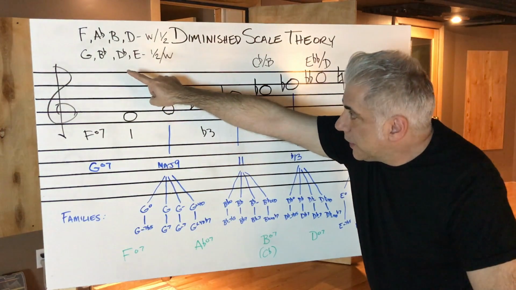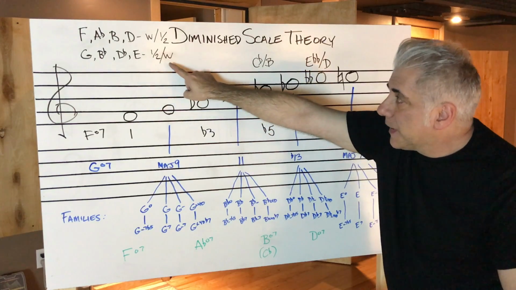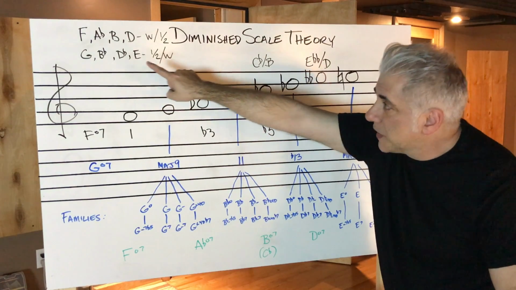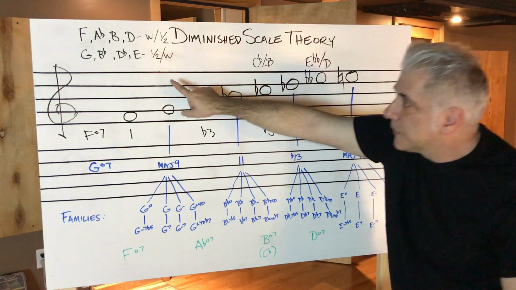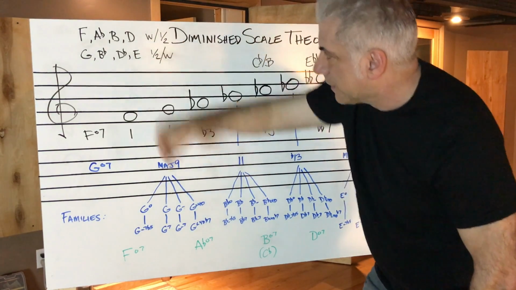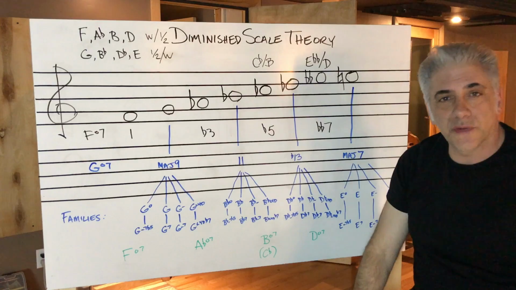Now, right here, built off G, B flat, D flat, E flat is the half whole diminished scale. Built off F, A flat, B, D is the whole half. This is not minor. I just put a dash there. I'll take that right out just so it's not confusing.